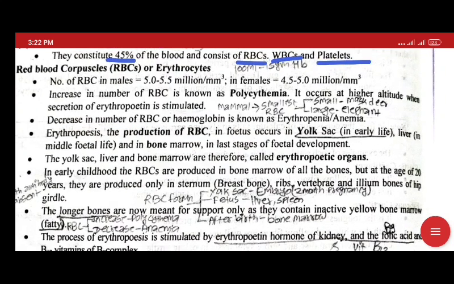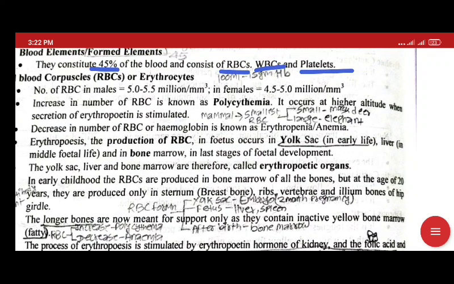You should know that the smallest RBC is found in mammals, and among mammals the smallest is in musk deer, while the largest is in elephant. Now erythropoiesis means production of blood.